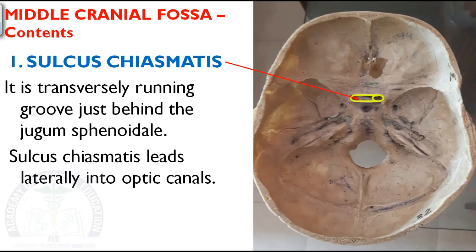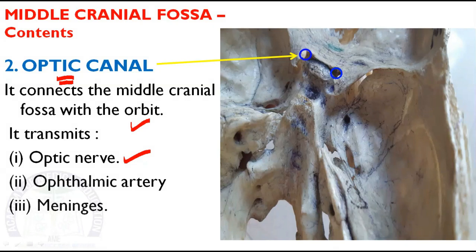So the first structure is the sulcus chiasmatis. It is a transversely running groove just behind the jugum sphenoidale. In the bony part, this is the jugum sphenoidale. Just posterior to that, the blinking structure you are seeing is called the sulcus chiasmatis. The sulcus chiasmatis leads laterally into the optic canal. Here the optic canal is being seen. The optic canal connects the middle cranial fossa with the orbit. It transmits the optic nerve, the ophthalmic artery and meninges, leading through the optic canal to the orbit.